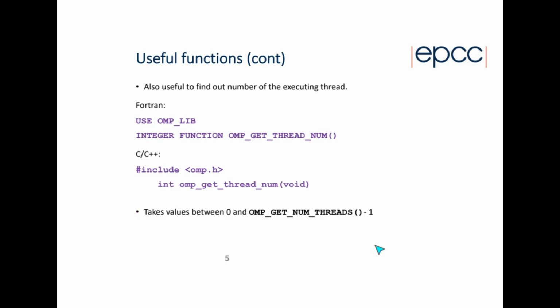And the second useful function is to return the number of the executing thread. Again, the choice of names here probably wasn't the best because they're a little bit similar. The number of threads is OMP get num threads. The identifier of the thread is OMP get thread num. And for Fortran programmers, beware: thread numbering always starts from 0, and goes up to one less than what OMP get num threads returns.